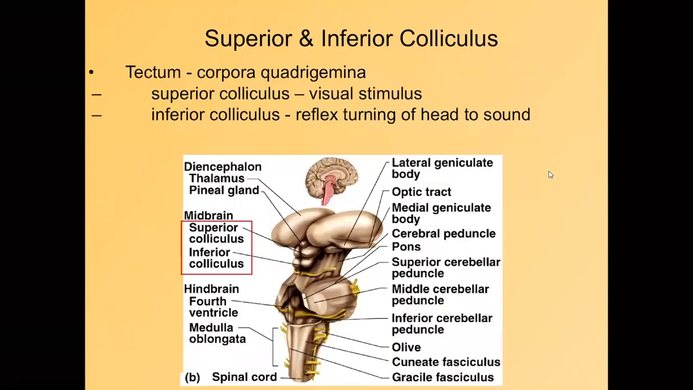Okay, so here are the colliculi, the superior and the inferior colliculi. They're part of this thing called the tectum, and we also call it the corpora quadrigemina. They are right here. These little things, they're 4 little balls. If you look, corpora would be body, and quad is 4, so 4 little bodies: 1, 2, 3, 4. The superior colliculi are a response to visual stimulus, and the inferior has to do with if it's a loud noise.